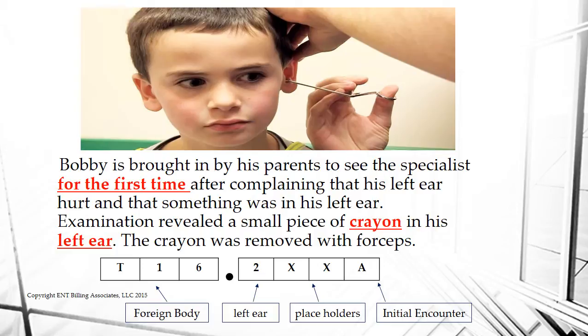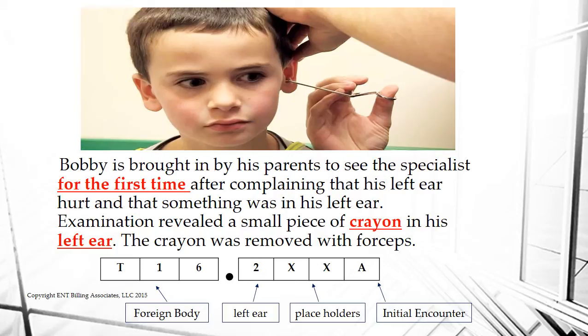As previously mentioned, this is a 7-digit code. Therefore, the first 3 digits, T16, indicate the category, so in our case, foreign body. The 4th digit indicates laterality, so we have the 2 because it's the left ear. Then we have the 5th and 6th digits, which in this case are signified by those 2 X's, and they're just placeholders so that we can append our 7th digit extension. And because this is the first time that Bobby had seen the specialist, this would be an initial encounter, and therefore we would use that letter A.